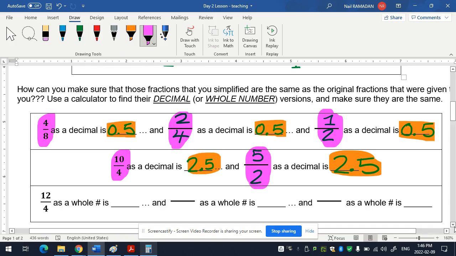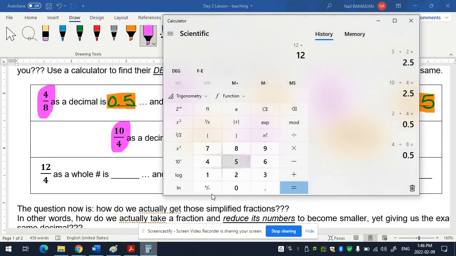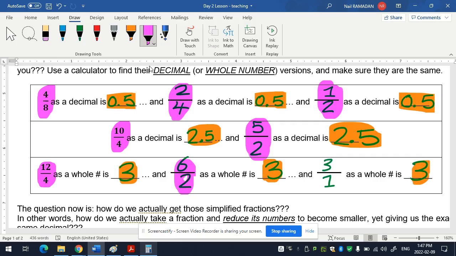That's the whole idea. Finally, 12 divided by 4 is a perfect division. It's 3 whole dollars. Awesome. So it's 3. 6 over 2, no surprise. It's also 3. 3 over 1, come on, any number divided or multiplied by 1 gives back the exact same original number again. So it's 3. I know that 3 is not a decimal, but at least it's the same number repeated 3 times. That's the whole idea.